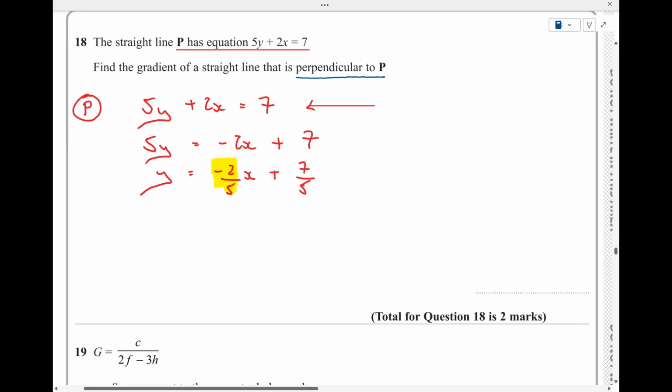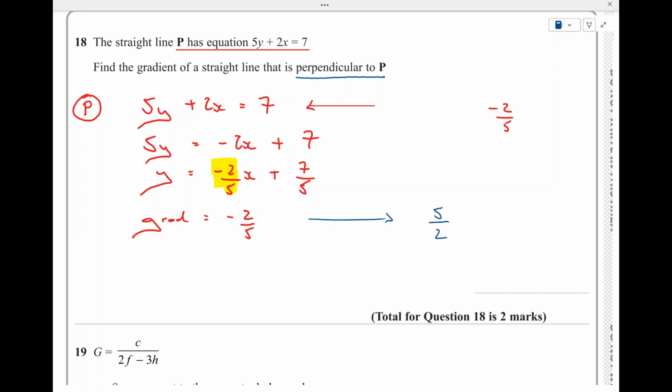So the gradient of P is minus 2/5. So how does that help me with the gradient of the line that's perpendicular to P? Well, all I have to do is take my minus 2/5, flip it, and change the sign. So it's going to become 5/2. So the gradient of the line which is perpendicular to P is 5/2, or you could say 2.5.